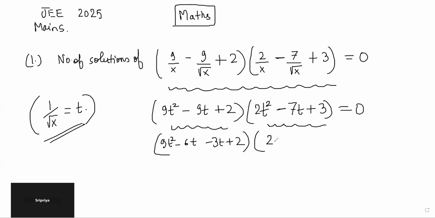This is also directly factorizable. We will get the values of t. There will be 4 values of t, and then you will get all the values of x. Then the answer is 4.